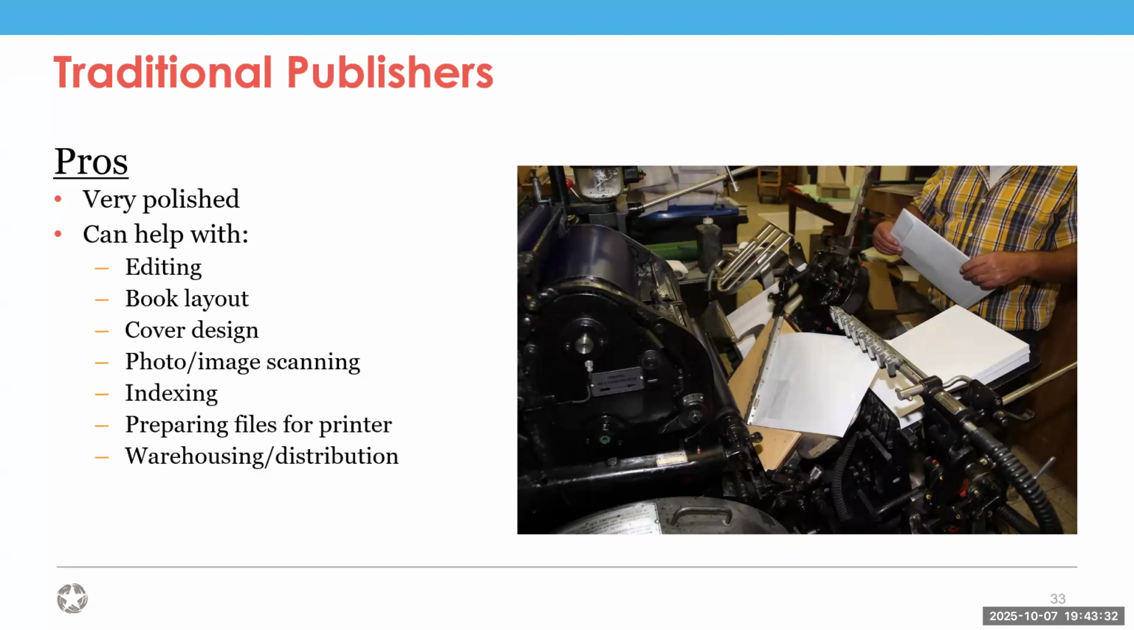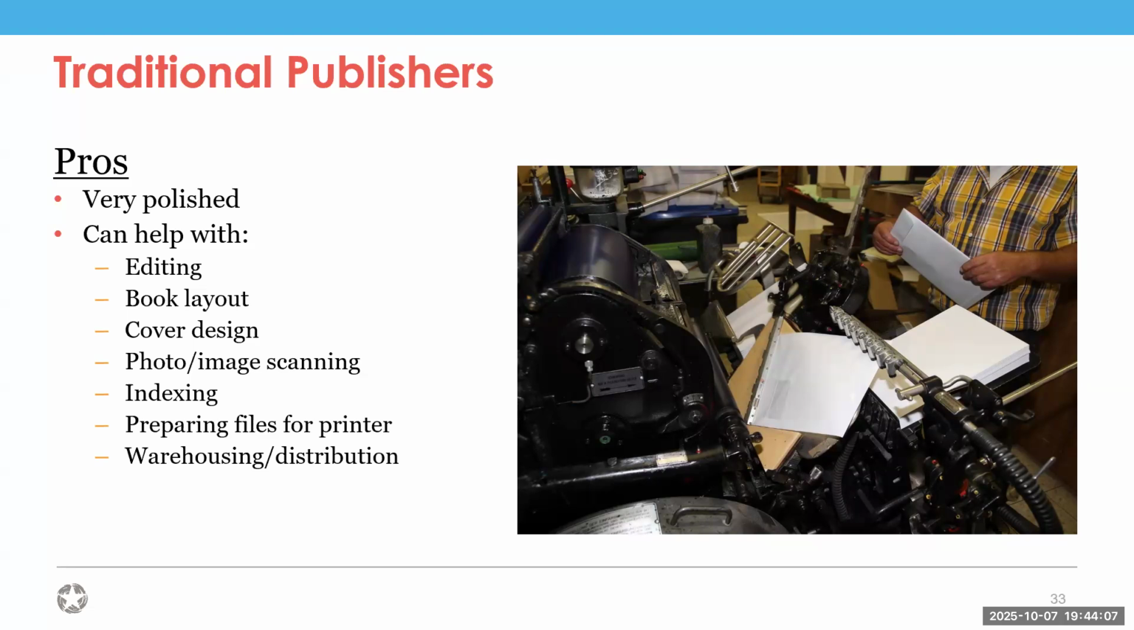They can help with photo and image scanning. They have folks that can help with your indexing if you have no clue how to start doing your index, how to prepare your files for the printer, doing all the make ready work, getting it ready for printing. Also, since they'll have more of an invested interest in you and your publication because they want to make money off of it too, right? They're going to help with warehousing and distribution, perhaps.